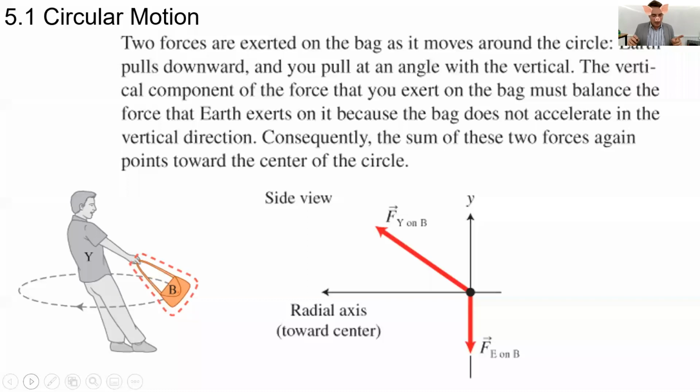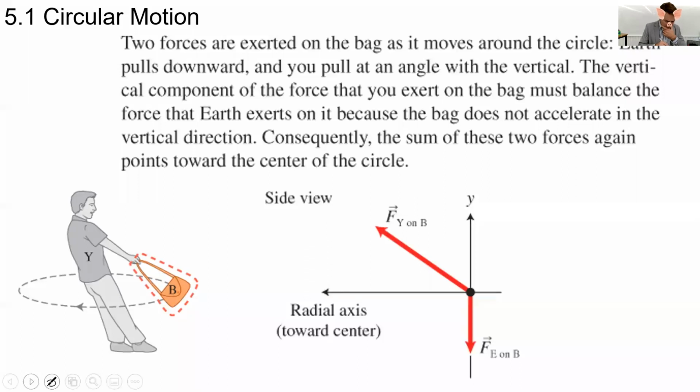Here's that backpack one. Two forces are exerted on the bag as it moves in a circle. It's just the earth pulling down, that's the gravity force, and the tension from the person, which is pulling at an angle with the vertical. If you think about it, it's not accelerating down and it's not accelerating up. So the vertical component of the force you exert on the bag must balance the downward force that the earth exerts on it.